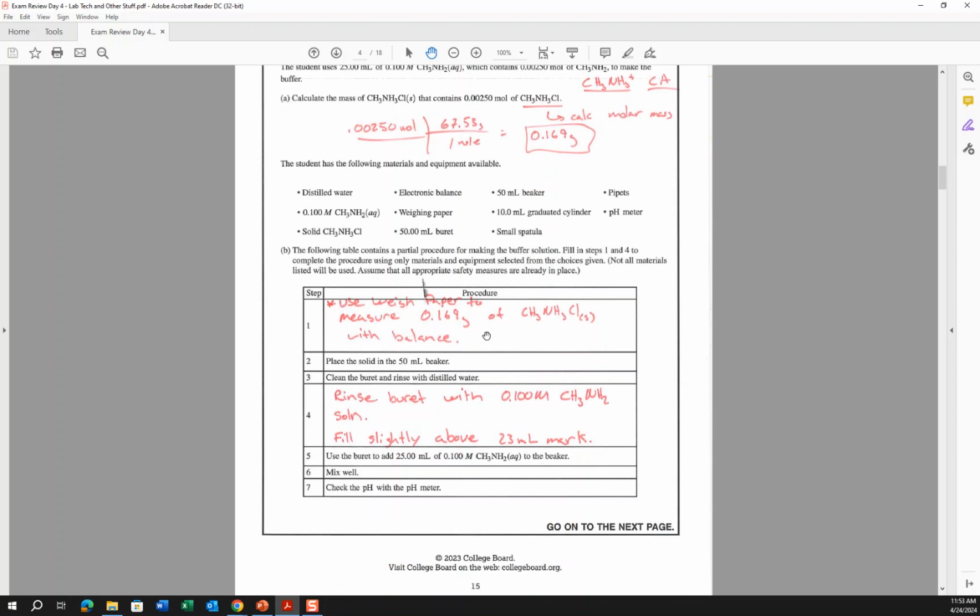So the thing about the lab procedure, whenever you're going to weigh out something, make sure you say you use the weigh paper and the balance to measure the mass that you want. Or sometimes it might say a weigh boat, okay? Just don't place the solid that you're taking the mass of directly on the balance. You use weigh paper or a weigh boat. So that's something to note.